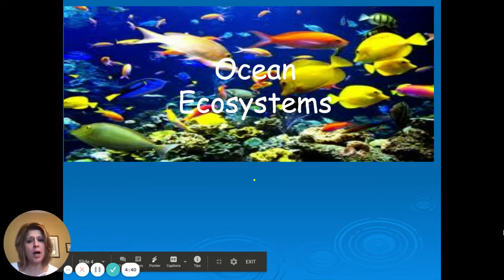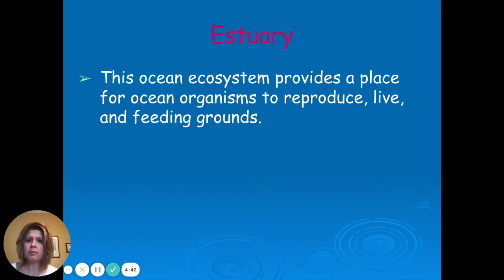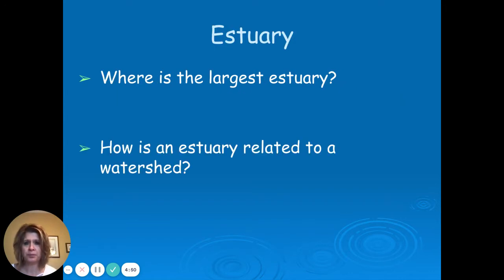Now, as we talk about ocean ecosystems, they provide a place for organisms to reproduce, live, and for feeding grounds. Now, we're going to be looking at what is an estuary.